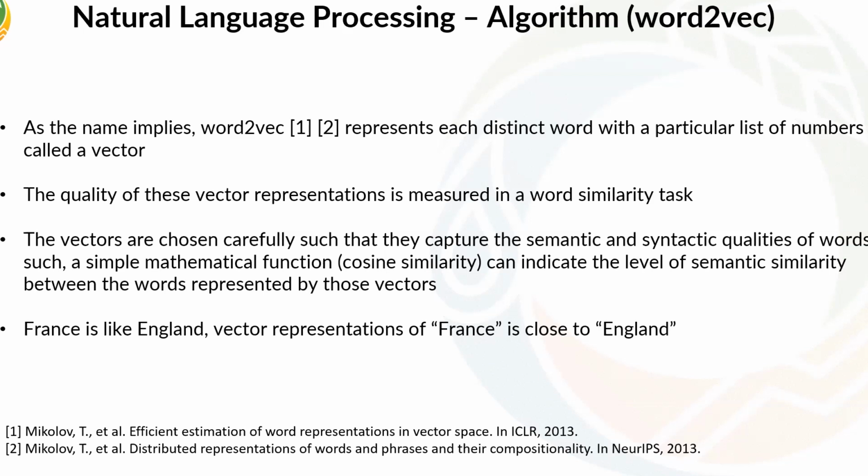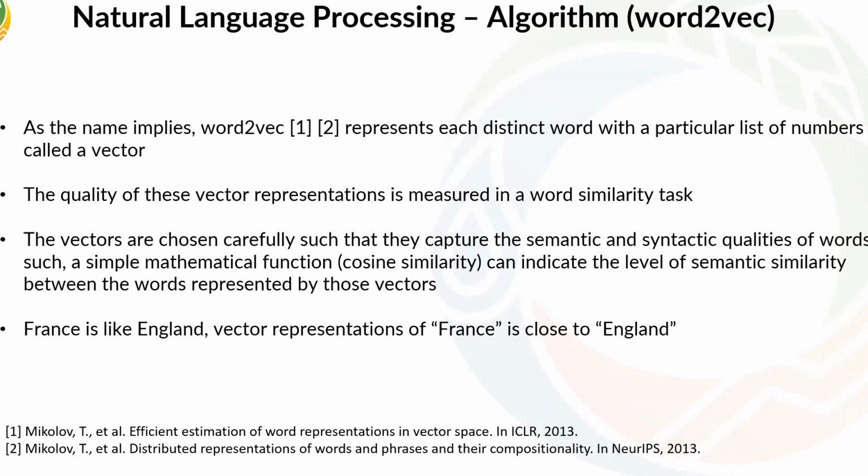The quality of these vector representations is measured in a word similarity task. So this is one thing shared by natural language processing and network representation learning, that after we obtain the embedding vectors, often we cannot directly assess the quality, the accuracy of those embedding vectors. Instead, we use some proxy task to assess the quality of the vectors. And for the algorithm word-to-vec, the task was word similarity.